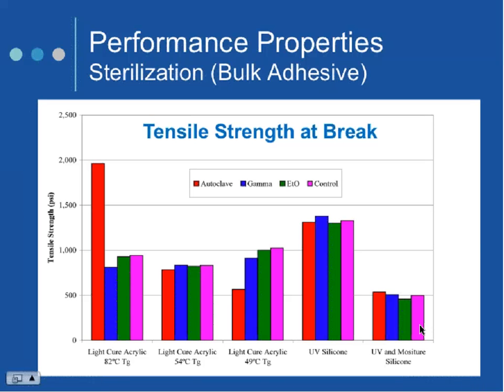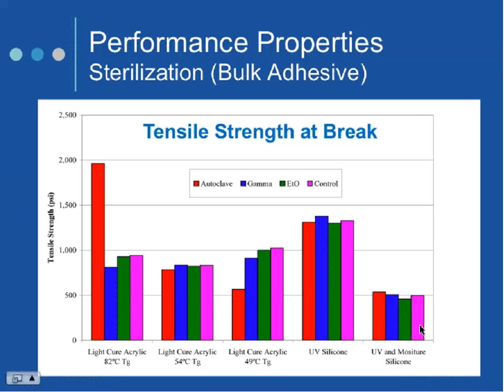We just couldn't do it in every configuration, as you can imagine, that a customer might come up with, or every substrate that's available. Now, this is looking at the bulk adhesive. In other words, taking a sheet or a dog bone off the cured adhesive, no substrate, and then running it through a battery of autoclave, gamma, ETO, and then a control group. And what they did was select one that has a glass transition of 82C, which is fairly high, versus one that was 54C, and so on.